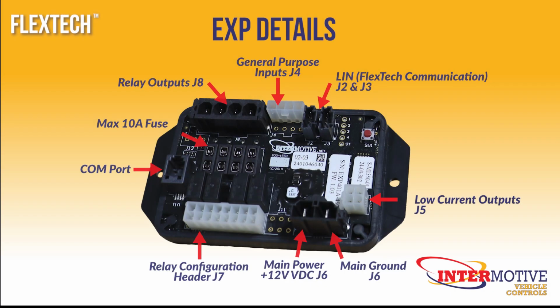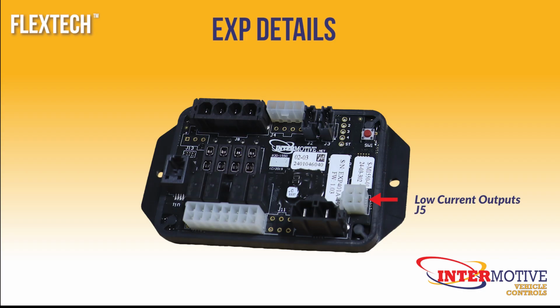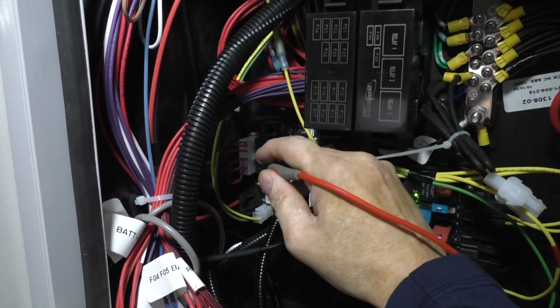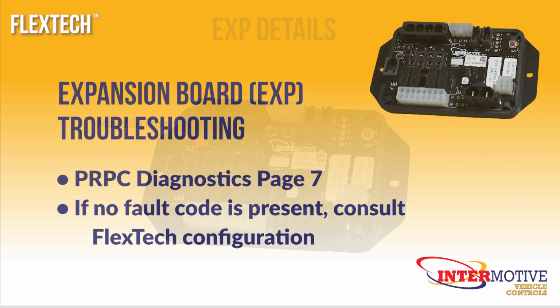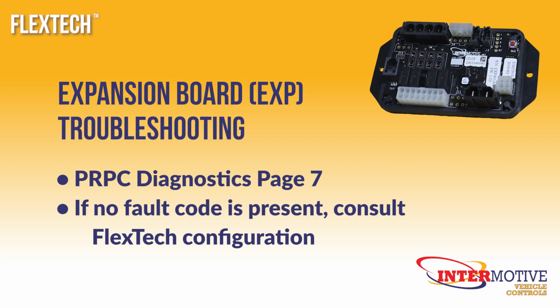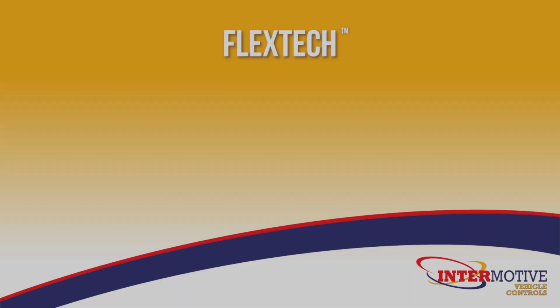Expansion board troubleshooting. Expansion board LCOs will automatically shut down if 0.5 amp is exceeded. The relay header has to be plugged in for the expansion board to function. If it's not plugged in, nothing will come out of this module. The expansion board also has LEDs that indicate if a fuse is blown. You can also use diagnostic mode on the PRPC to determine the issue and check for fault codes. If no fault code is present, you'll want to consult your FlexTech configuration.